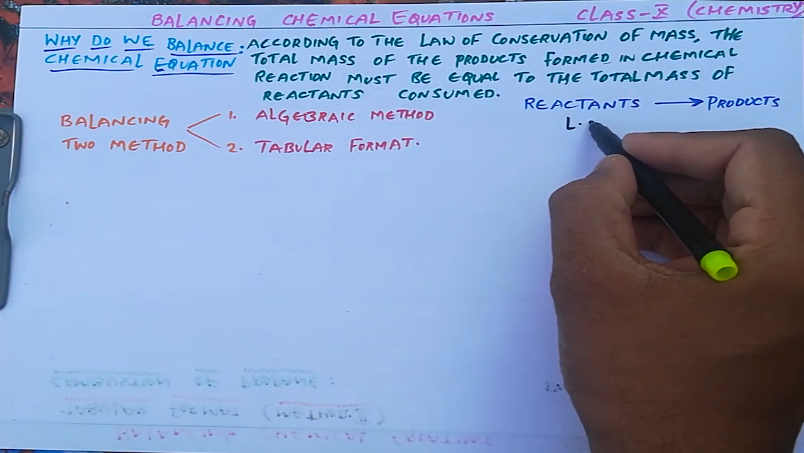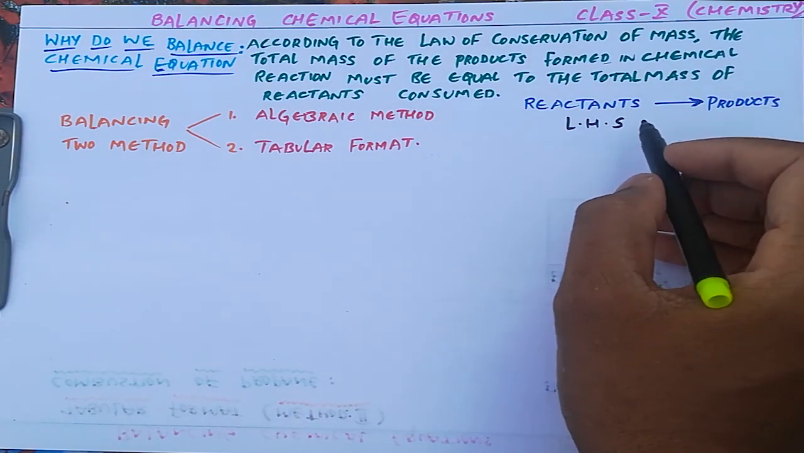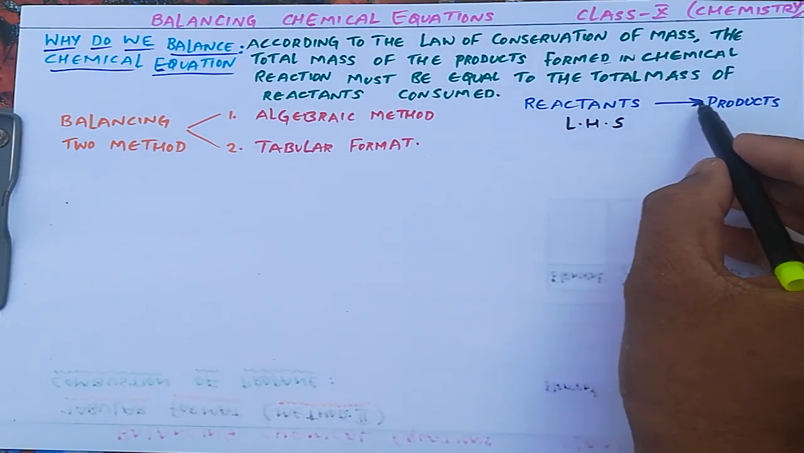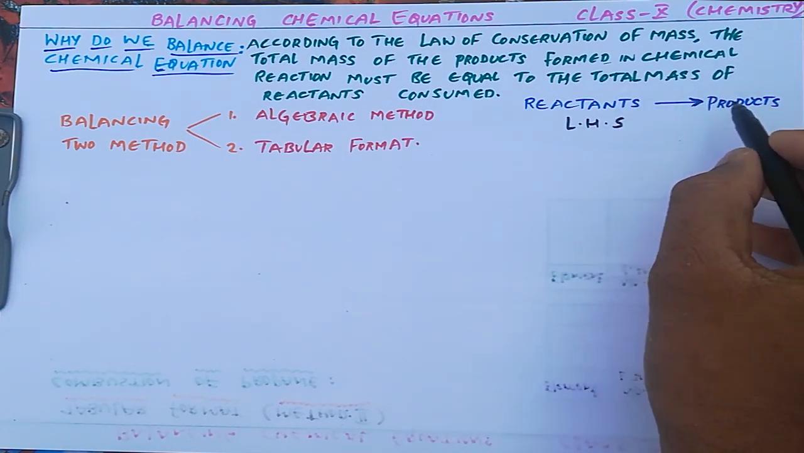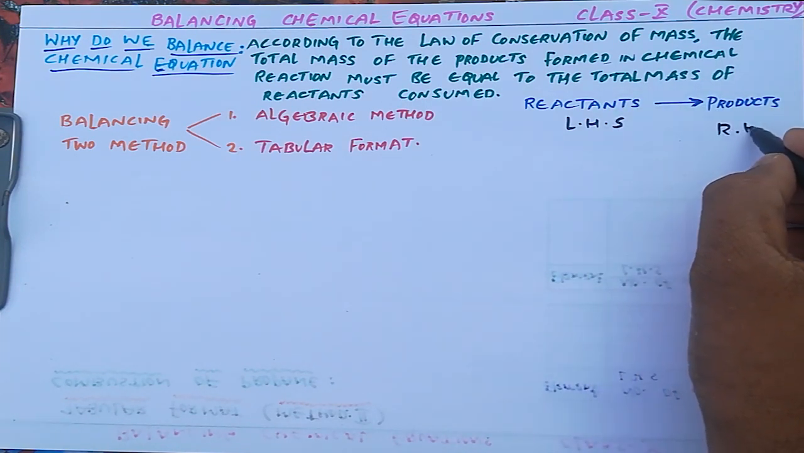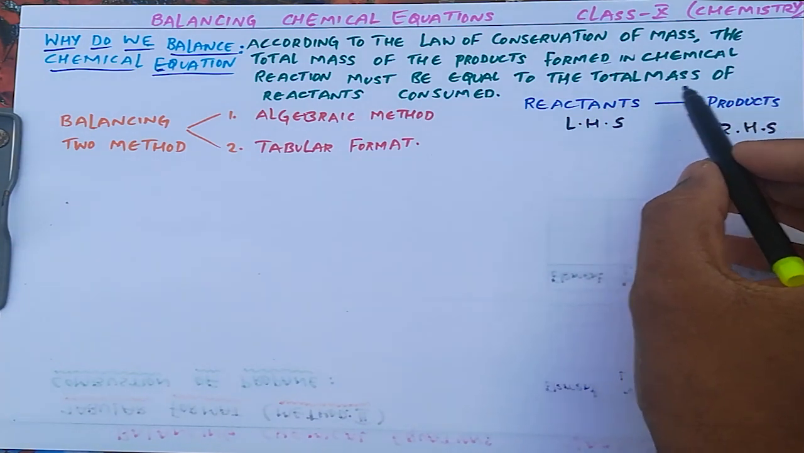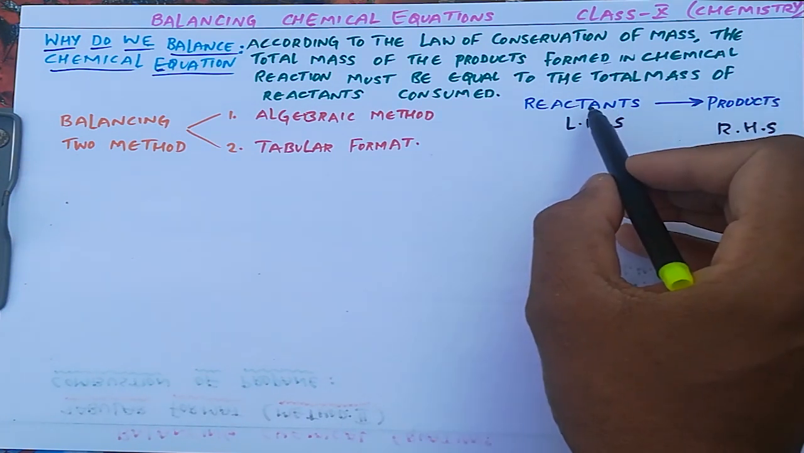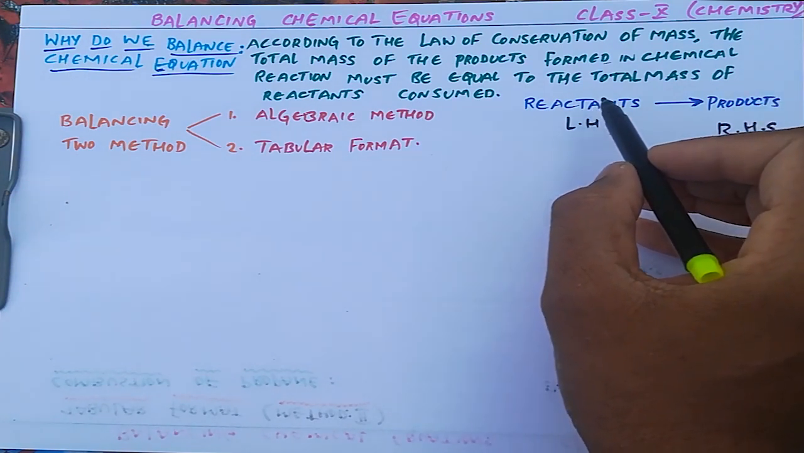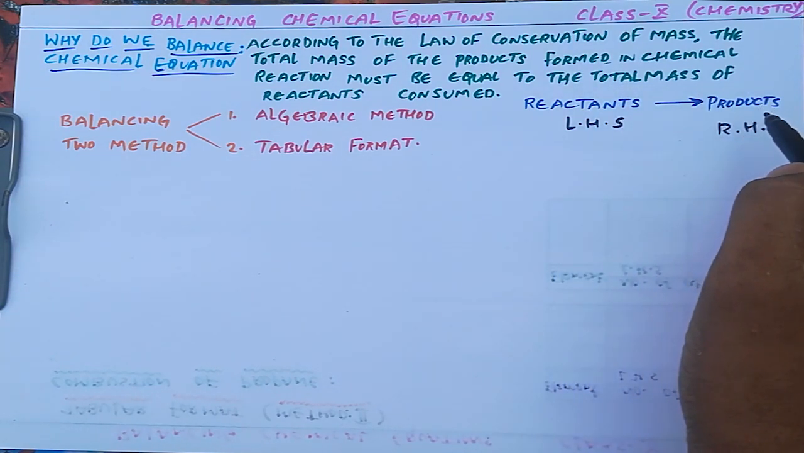So in a chemical reaction, the LHS is called the reactants, which gives rise to the products, that is the RHS. On the RHS side we have products. So reactants give rise to new products. Two or more compounds react with each other and we get a new product.